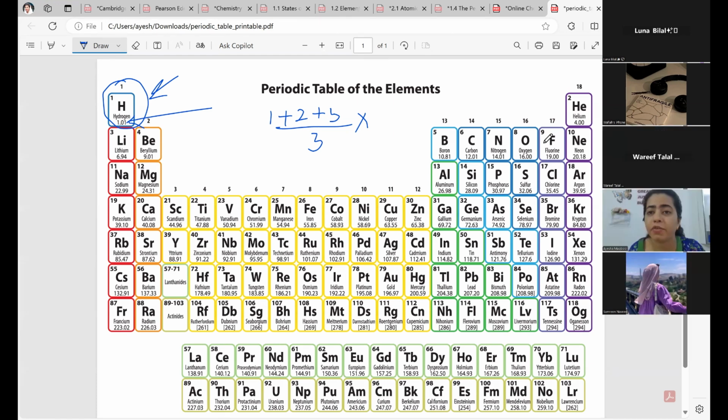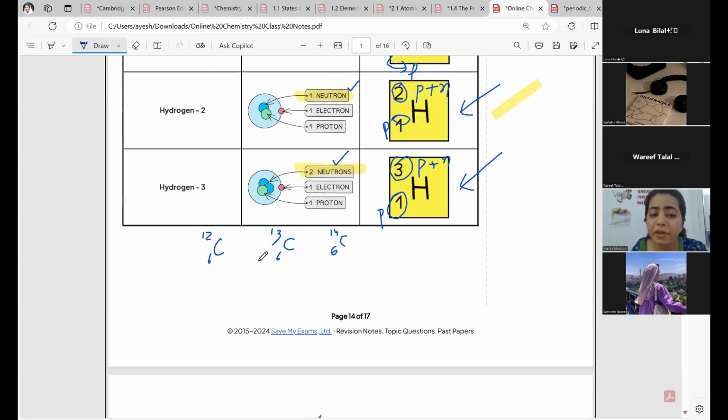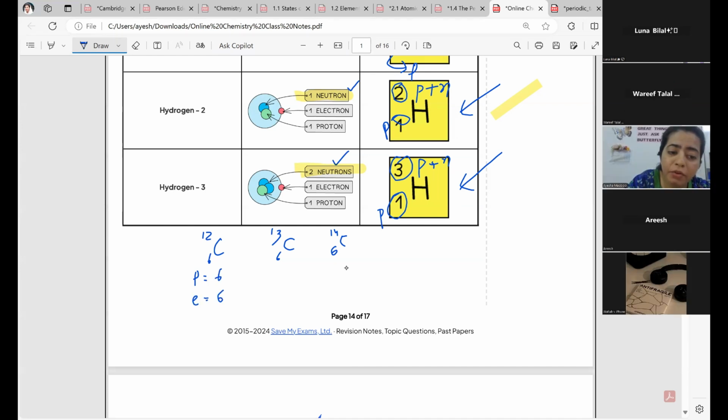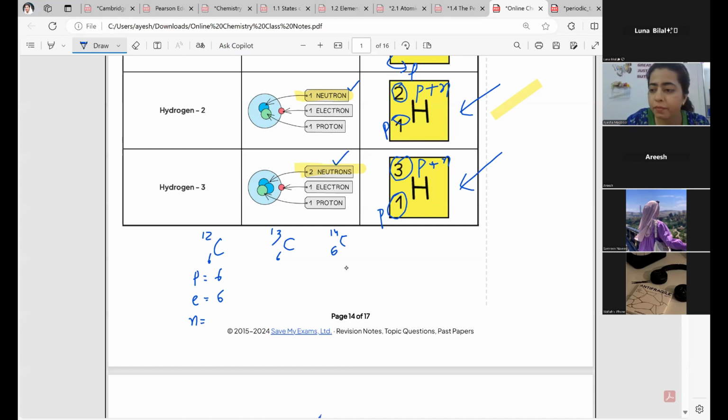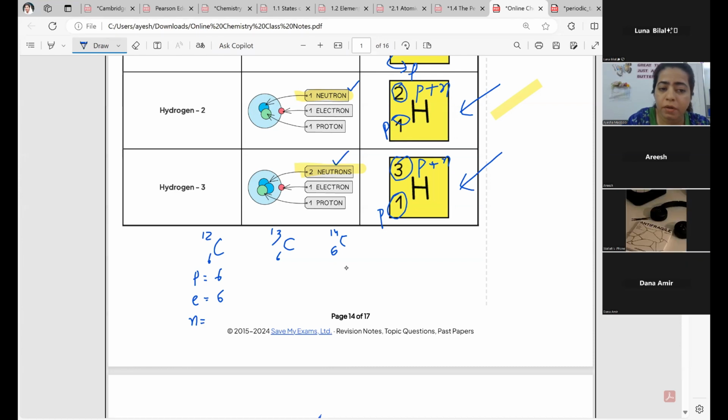Okay, coming back to carbon, it has 3 different isotopes, just like hydrogen. So this 6, can anyone tell? Miss, it's the number of electrons and protons. Right, so the number of protons is 6. The number of electrons is also 6. How many neutrons are there in the first isotope? Not this. Subtract these 2 numbers, take the difference: 12 minus 6, 6 neutrons as well.